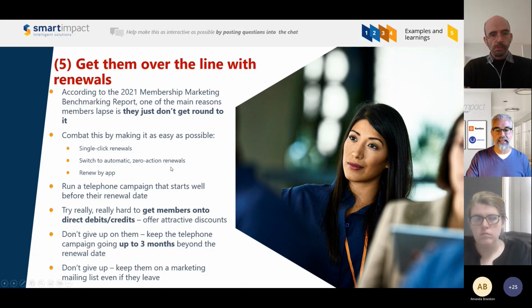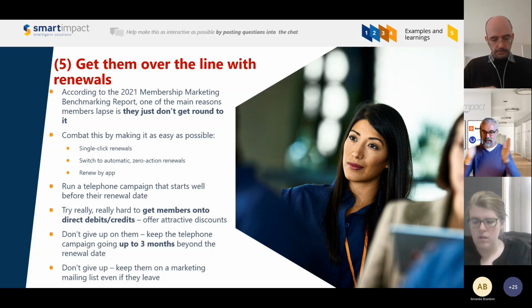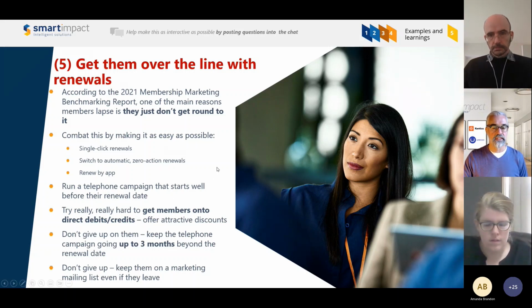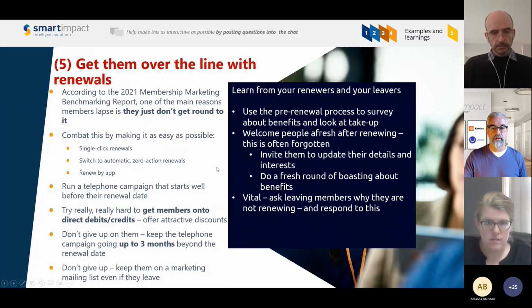So make it easy for people to renew, but also run campaigns. So not just emails just before, but run emails before, telephone campaigns before. If you see them at events, make sure you know who's going to be renewing soon, make sure they're happy, and so on and so on. So there's a whole range of different techniques you can use around renewals. But again, there's a whole range of different advice here that we can offer.